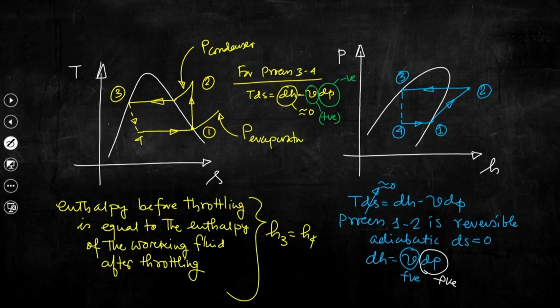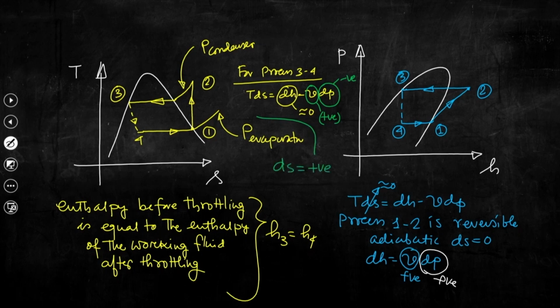So, essentially try to understand, this is positive, this is negative. So, total is negative, which is again multiplied with negative, so positive. So, that means from this we get ds equal to positive.